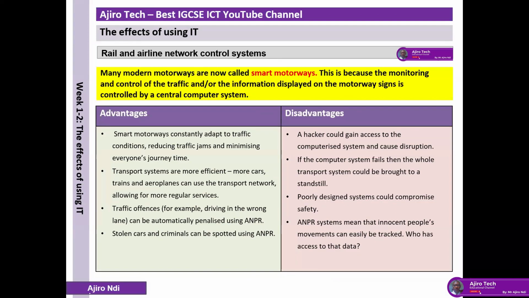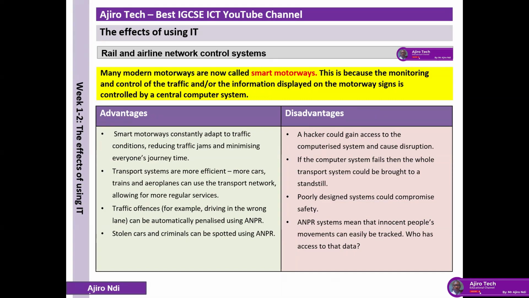Okay. So many modern motorways are now called smart motorways. So what's a smart motorway? Now I said that in 9A, right? I was talking about it in class, and I said you don't call it road, it's a smart motorway. I'm not crossing the road, I'm crossing the smart motorway, because it simply means that this is where vehicles pass through. So it is called a motorway.